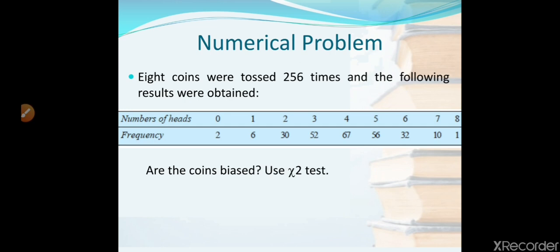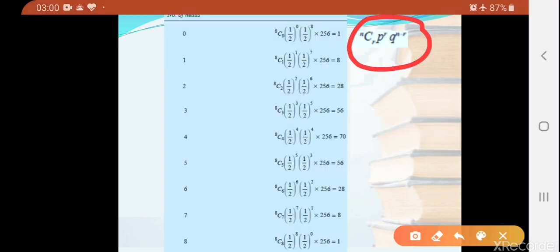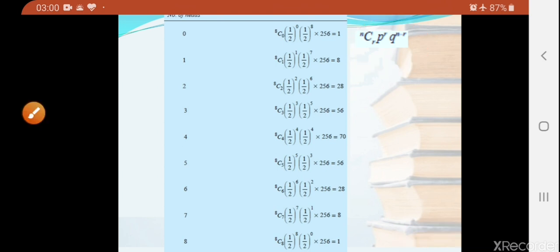So observed frequency is given to us. The first step is we have to calculate the expected frequency. For that we will use NCR into P raised to power R, Q raised to power N minus R as the expected frequency. So here first of all we are calculating for 0 heads. Total N is 8 coins, so 8 C R where R is the number of heads, here 0, and P to the power 0, Q raised to power 8 minus 0.